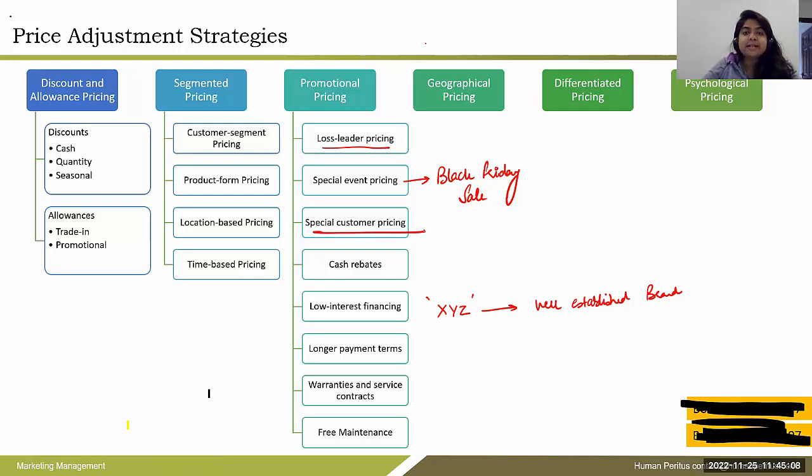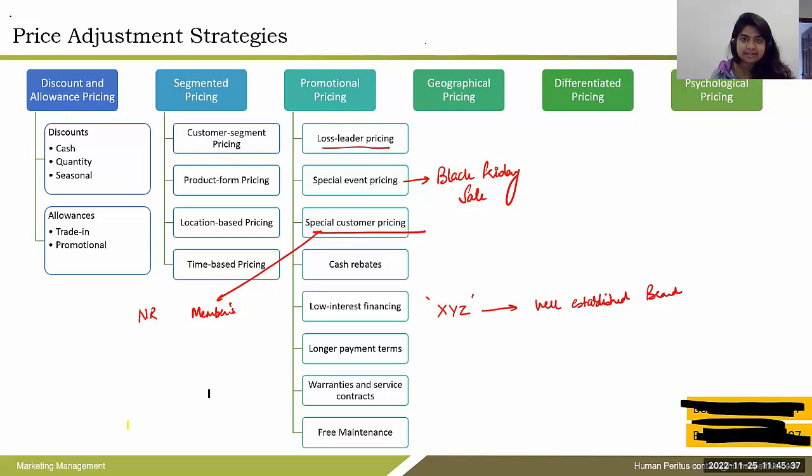Special customer pricing. If you've seen in flights, there is a normal rate, and there's a members rate, frequent flyer miles and all these things. Have you seen it in flights? Or maybe in hotel booking also, there's a member rate for all the 5 stars, Radisson, Taj. So you have a normal rate, and you have a members rate if you're a member of that particular club or brand.